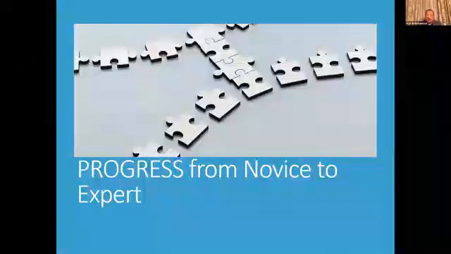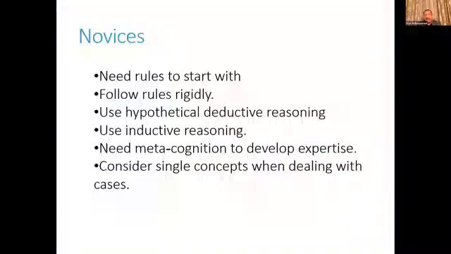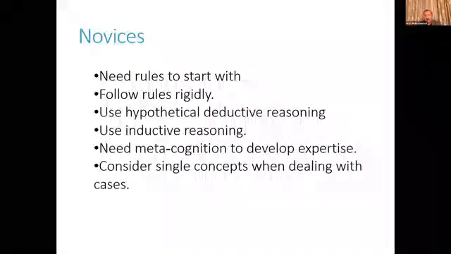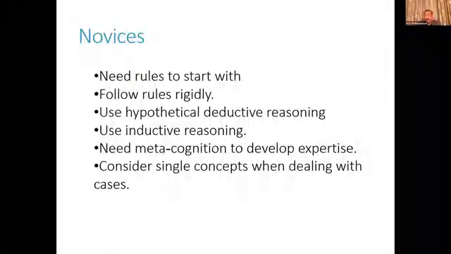So how do we progress from novice to expert, يعني من المبتدئ إلى الخبير. Novices, to learn, need rules. They follow the rules rigidly because they don't have much experience. They use inductive reasoning. They should know why they make these choices so that they know their limitations, and they can think in one concept only.